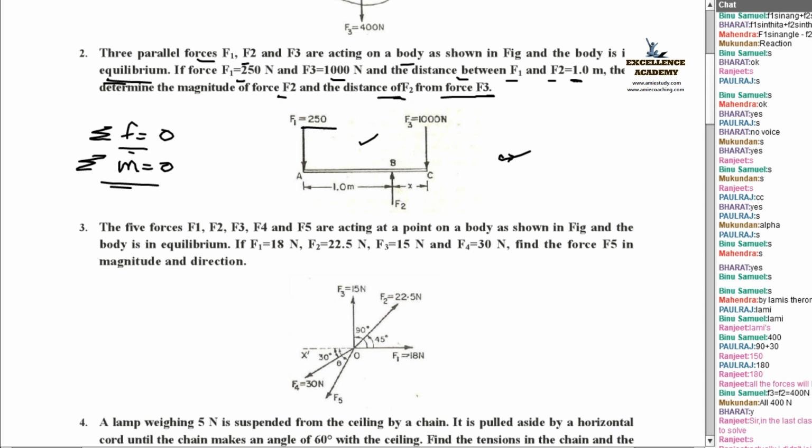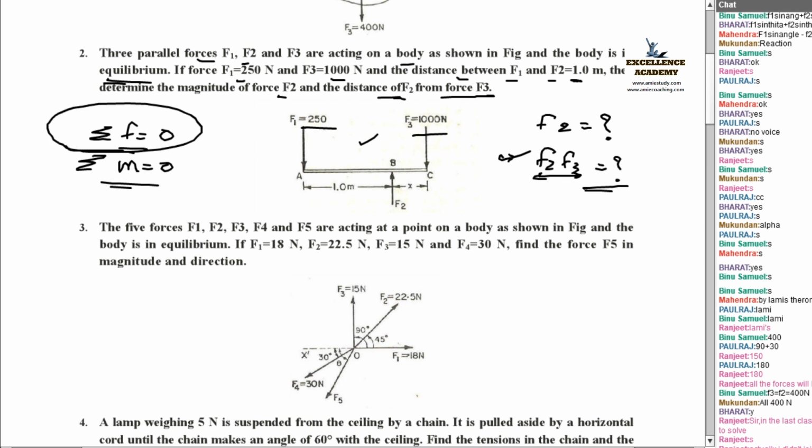F1 is given, that is 250. F3 is also given. What are the things we have to find out? F2 is the question mark, and the F2, F3 distance also we have to find out. How can I find out? Any idea? With the help of the summation of the forces equal to 0 and the summation of the moments equal to 0, we can find the solution for F2 and the F2, F3 distance.